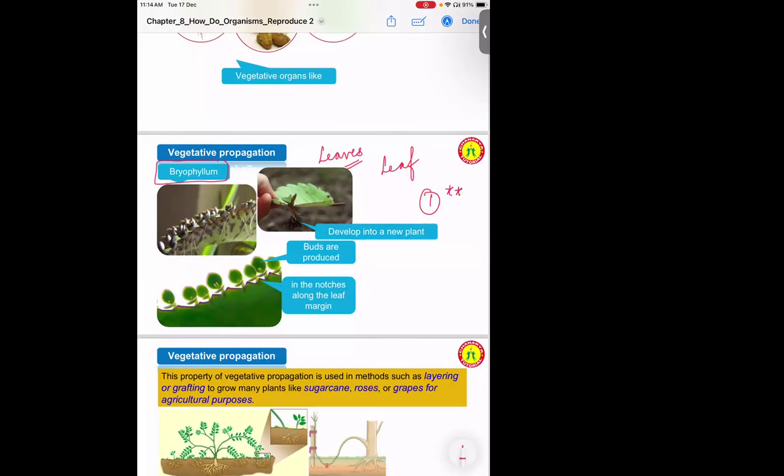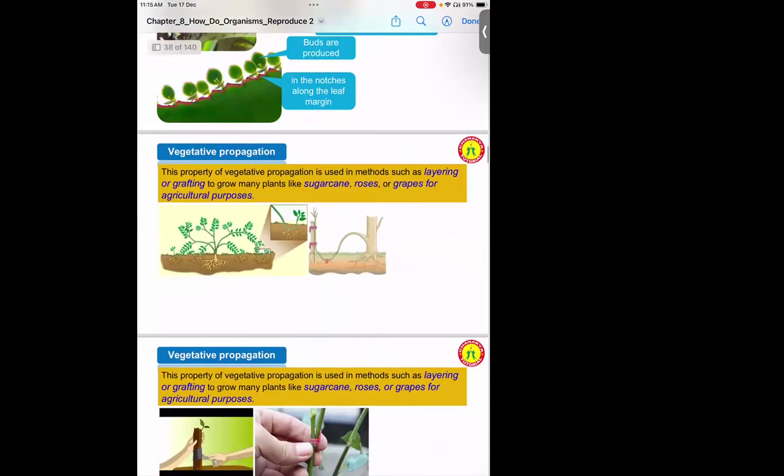So you can see on this Bryophyllum leaf, what happened? New buds will be produced on the margin of it. So you can see these are the buds which are present on the notches of the plant. So on the margin of it, the new buds will be produced, and ultimately, slowly and gradually, these buds will fall down and they start growing individually. So that is how the process happens in Bryophyllum.